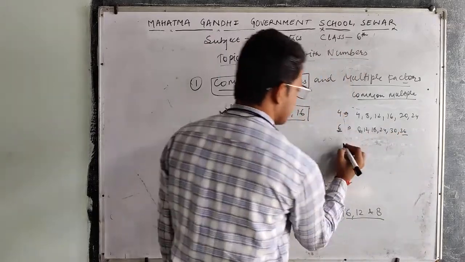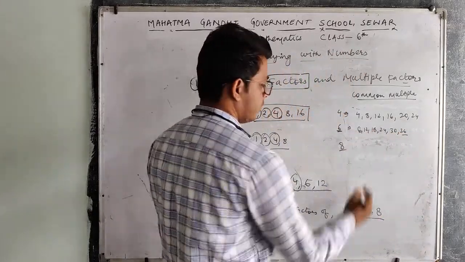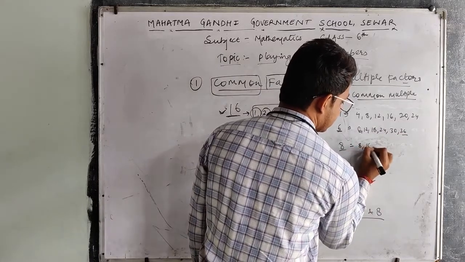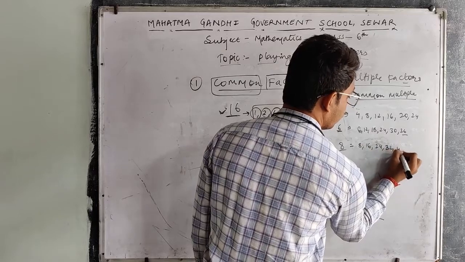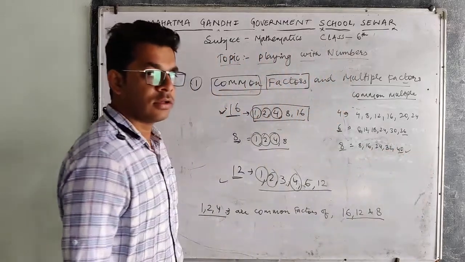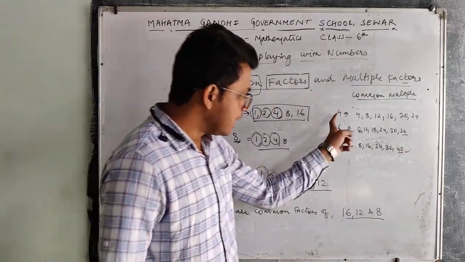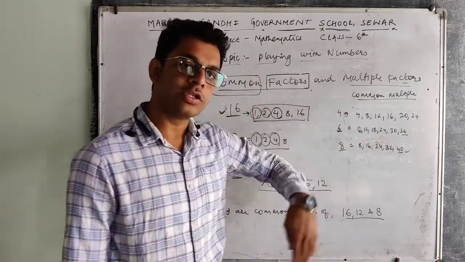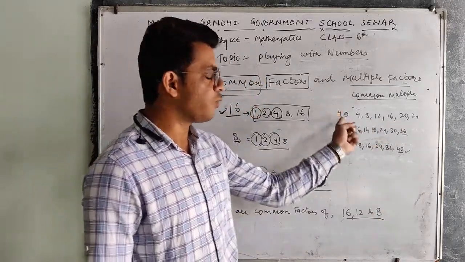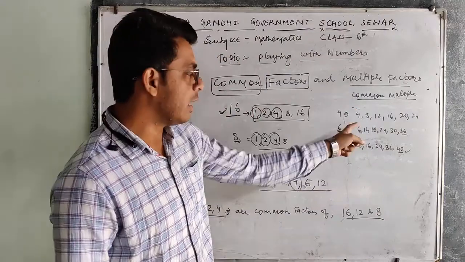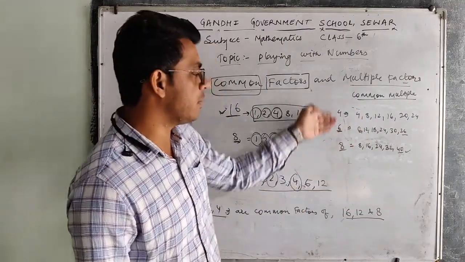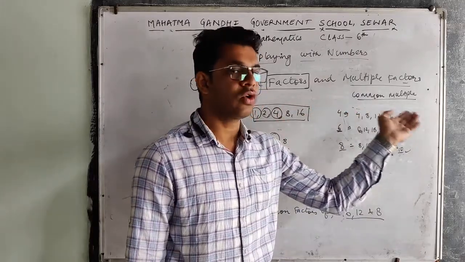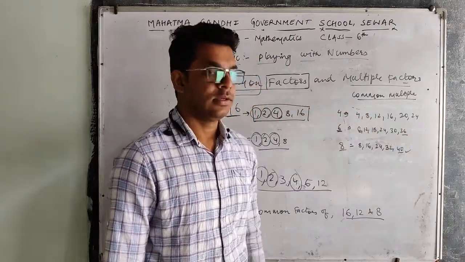Now I write the table of 8. 8, 16, 24, 32, 40. So these are the tables and also multiples. If we multiply 4 by 1, what will come? If we take the tables of these numbers, they are also called multiples.